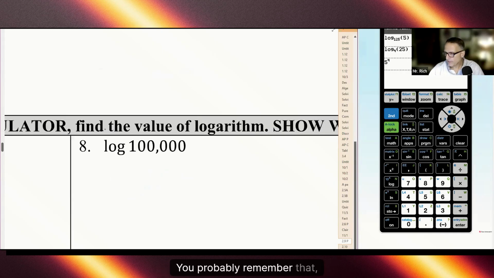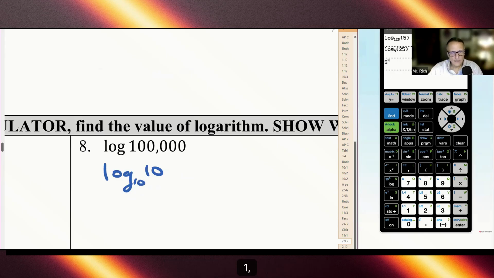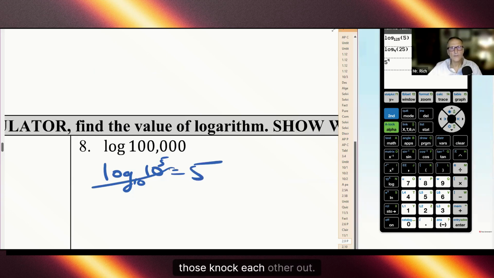You probably remember that for logarithms without bases, it's an invisible base 10. So this is log base 10. 100,000 is 10 to the 5th power. 1, 2, 3, 4, 5. It's 10 to the 5th power. So that's a 5, because boom, those knock each other out.